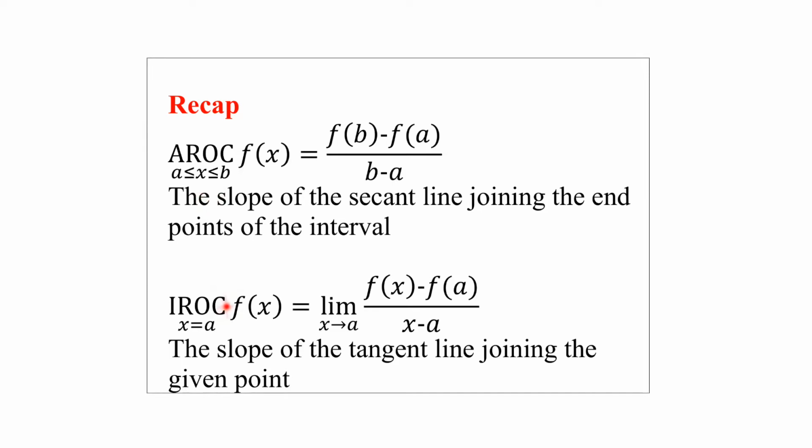We also talked about the rate of change of a function at a given point, instantaneous rate of change of the function f of x at x equals a. We defined it as limit of f of x minus f of a divided by x minus a as x approaches a. We had an alternative definition for IROC as well. And we saw geometrically the instantaneous rate of change of a function at a given point is the slope of the tangent line to the graph of the function at that point.